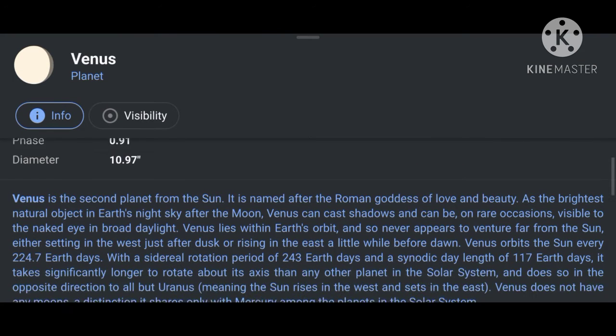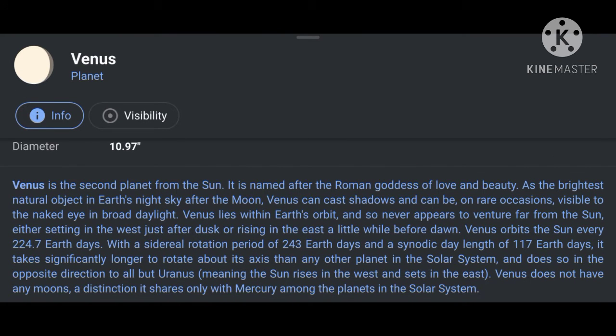And here is some other information about it. It is the second planet from the sun and is named after the Roman goddess of love and beauty. It is also the brightest natural object in the Earth's night sky after the moon, which I said earlier, and it casts a shadow that is visible to the naked eye in broad daylight. Hence the term morning and evening star, because it is possible to view it in daylight or nighttime.